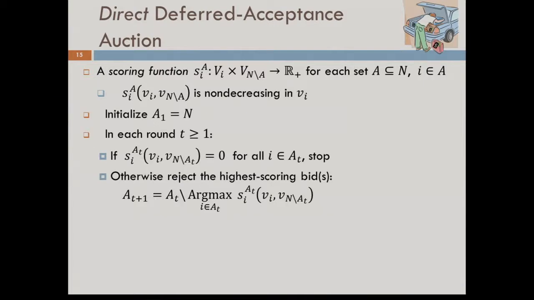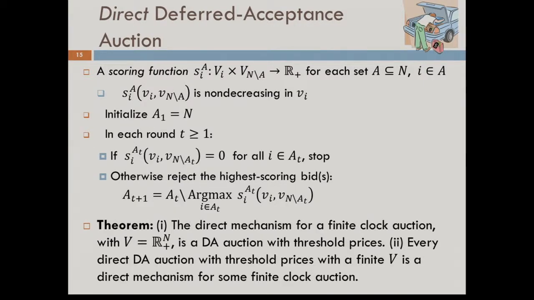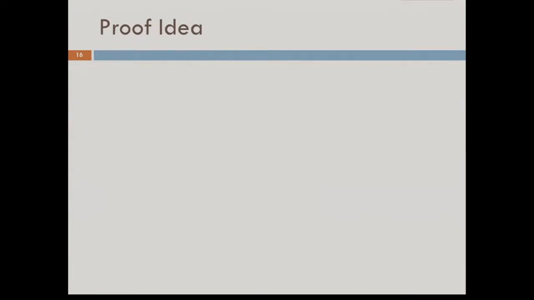It turns out that this class of algorithms exactly characterizes the clock auctions. Of course, these are direct mechanisms, and those are extensive form games, but they are equivalent. So basically, you can think that these extensive form games correspond to a particular kind of heuristic algorithm, like a greedy rejection algorithm.